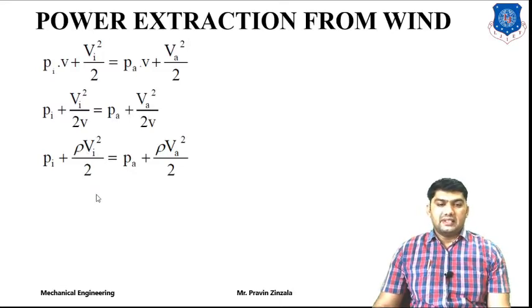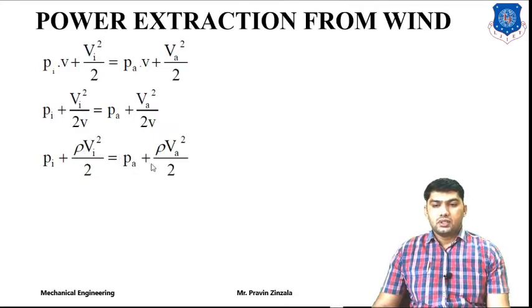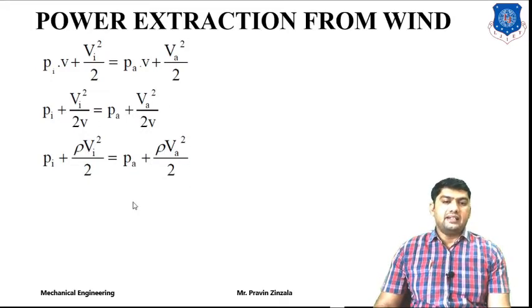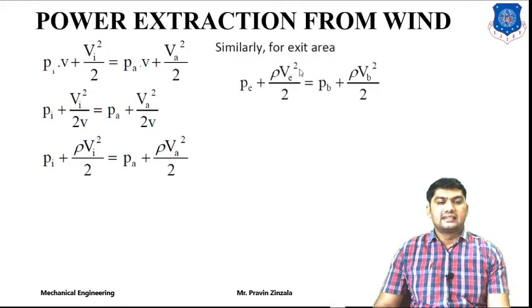So the specific volume is equal to 1 upon density. So we are inserting 1 upon V is equal to rho. So the final equation Pi plus rho Vi square by 2 is equal to Pa plus rho Va square by 2. So by applying the same energy equation to the exit side, means comparison between the outlet plane PB and the exit side of wind turbine, we will also get the same equation: Pe plus rho Ve square by 2 is equal to PB plus rho VB square by 2.